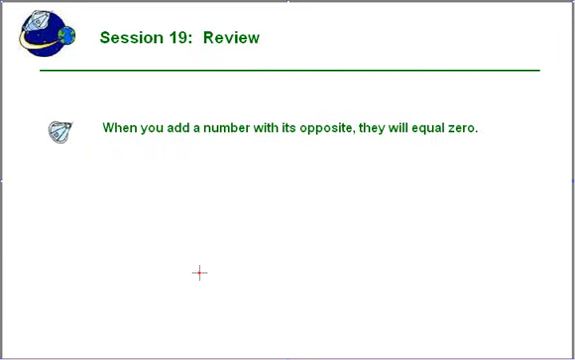That takes us to our final review point here: when you add a number with its opposite, they will equal 0. That'll wrap up session 19.